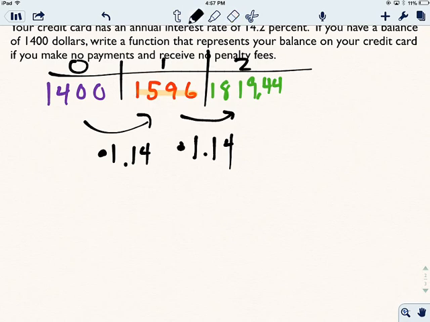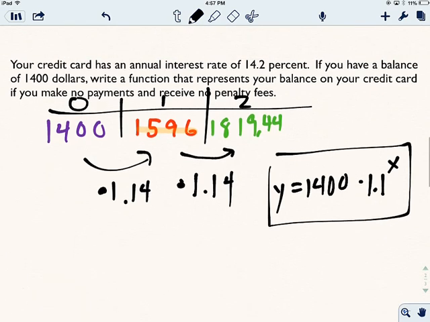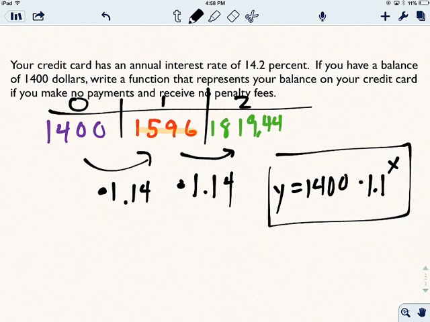so I know that I'm multiplying by 1.14 at this point. So I could write the function y equals 1400, it starts there, times 1.1 to the x, because it multiplies by 1.1 over and over again. There's my function. Now let's say that you don't want to do all of this work every single time, and you want to be able to jump straight from this problem to the function, and you can do that.